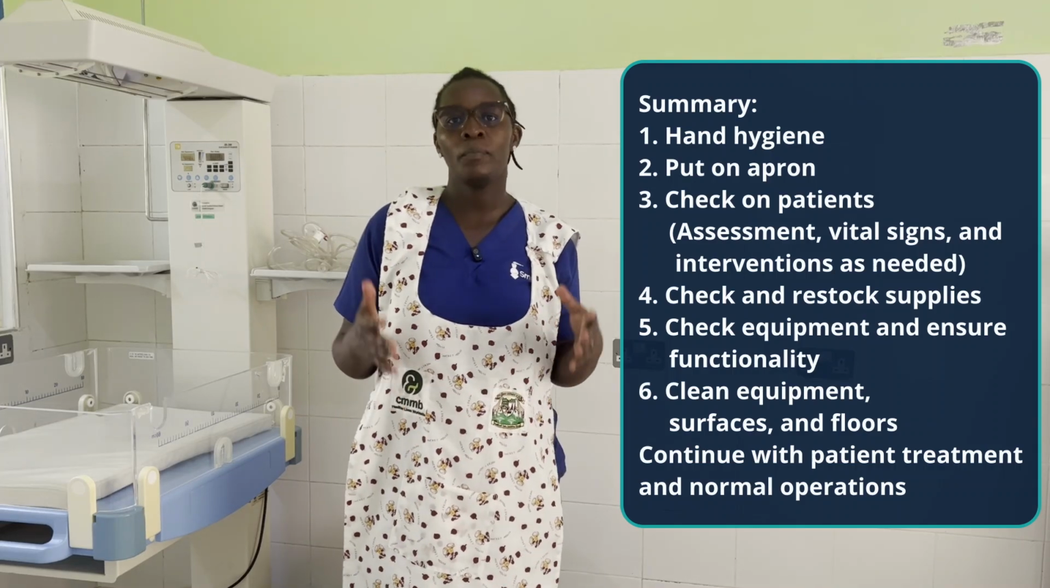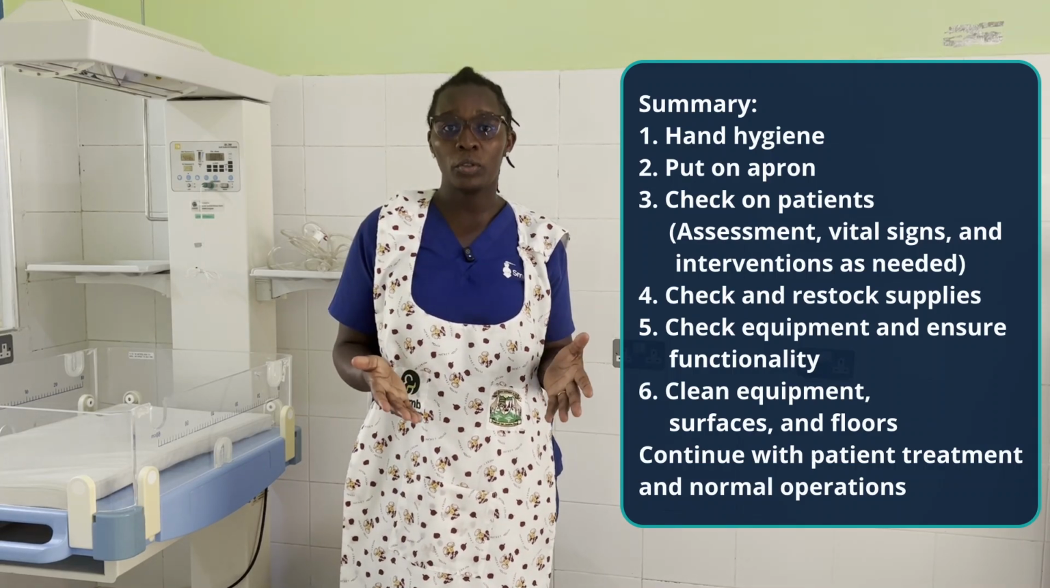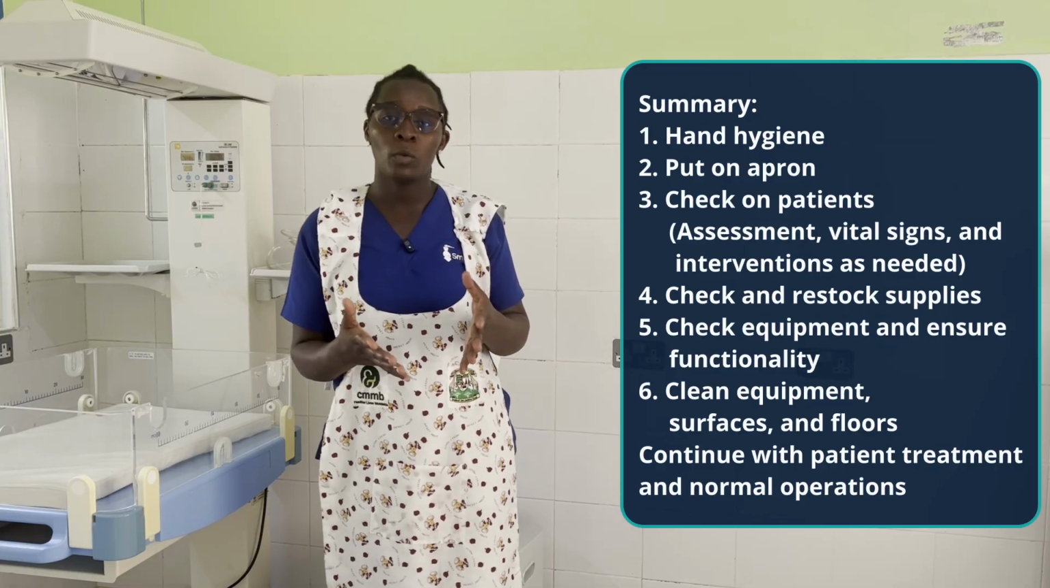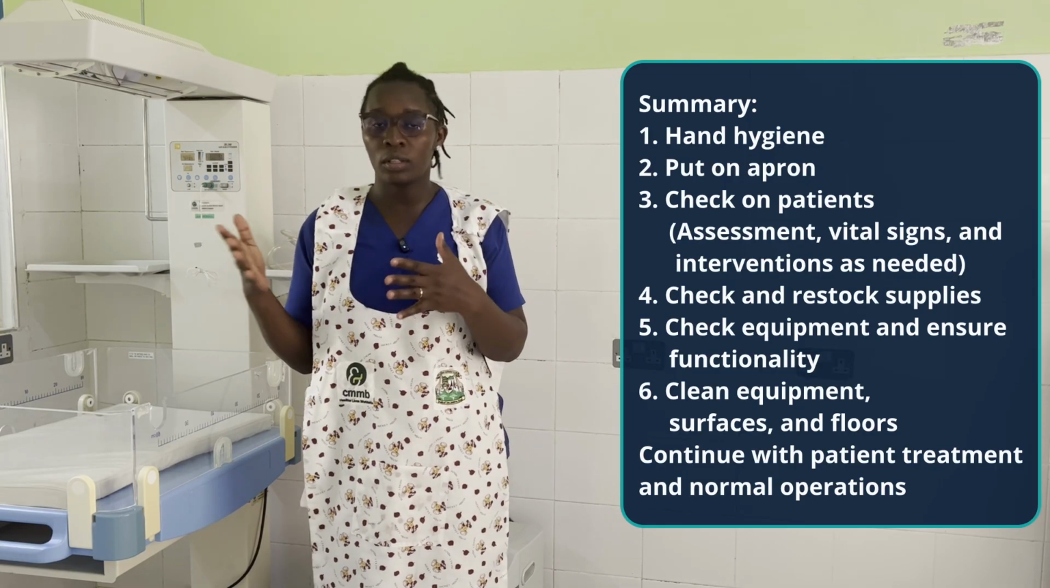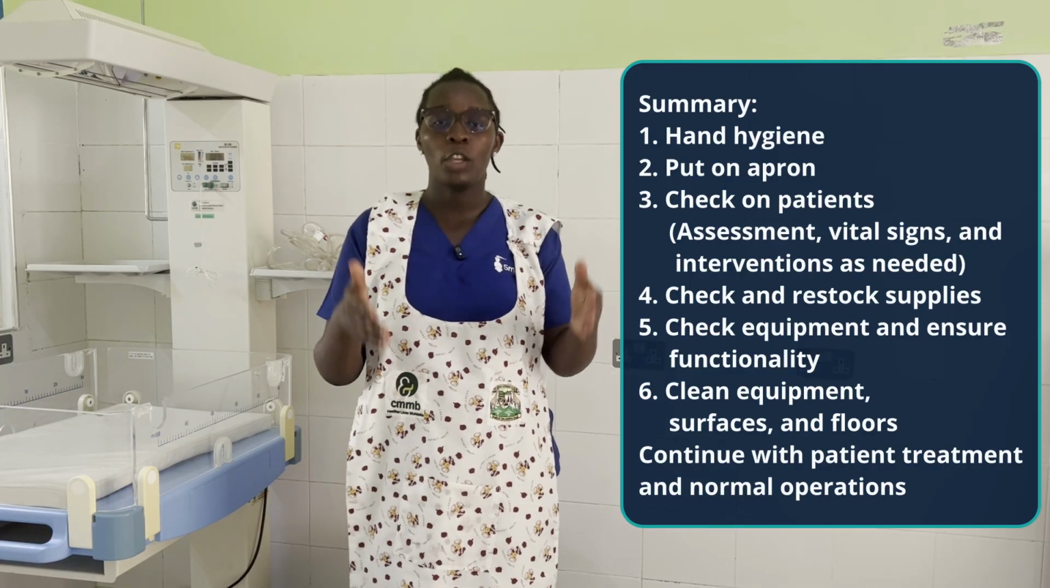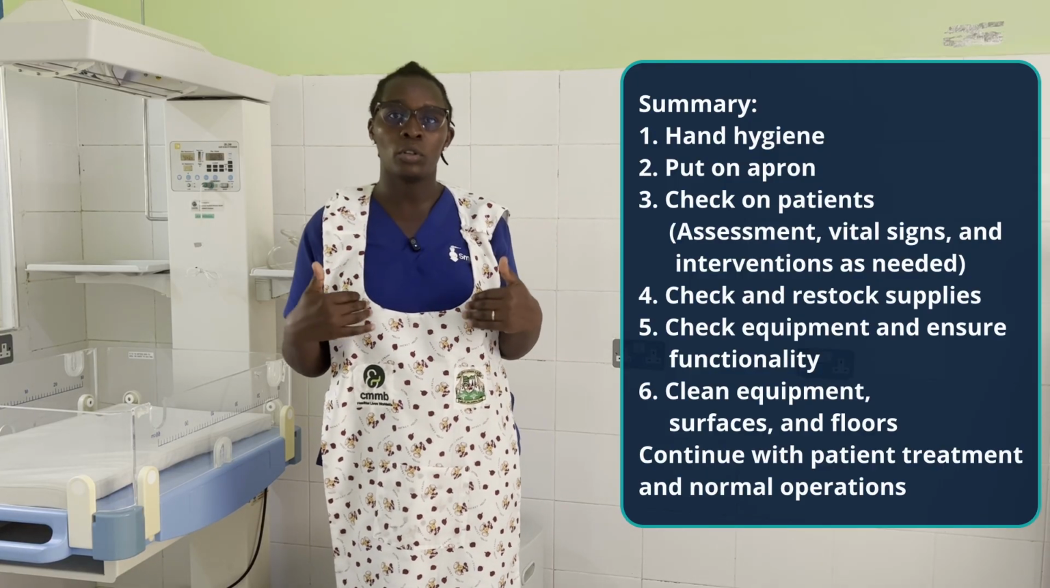So in summary, the daily routine in the newborn unit is, step 1: before you enter the newborn unit, you have to do hand hygiene in a station that is right in front of the newborn unit. As you enter, you need to have the baby-friendly apron on.